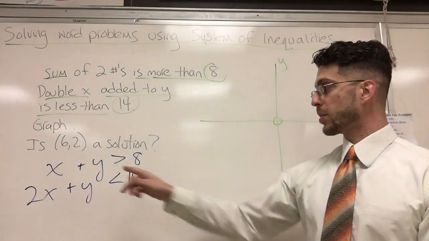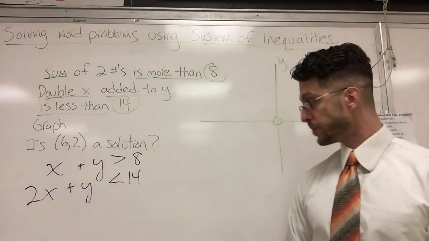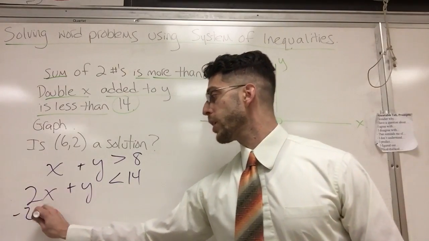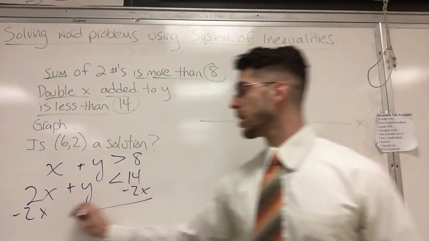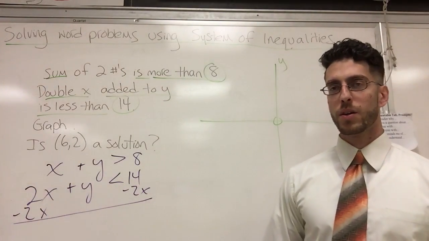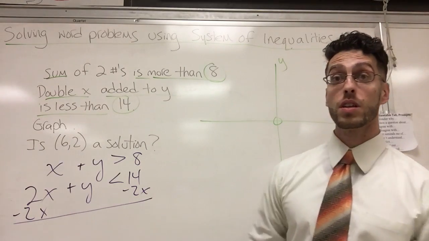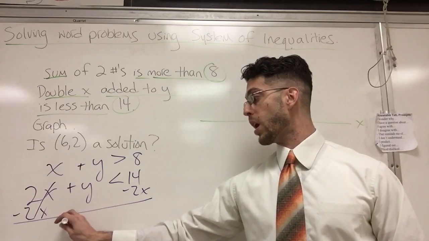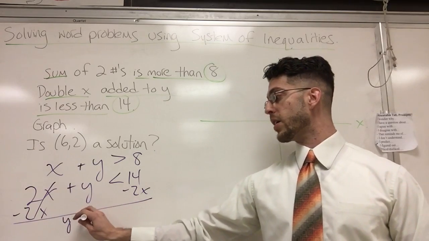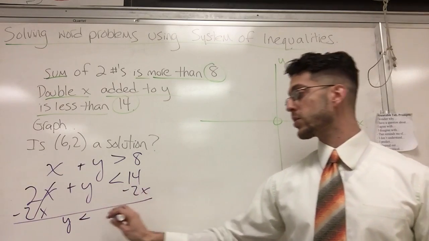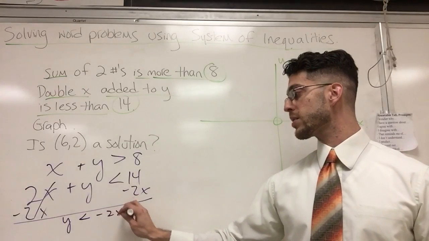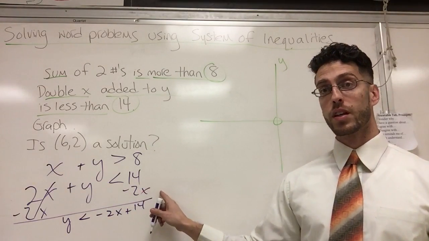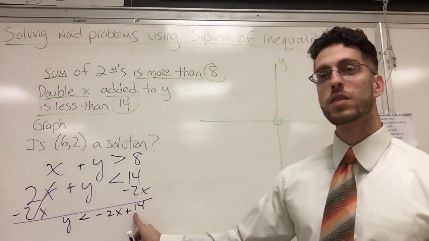So let's see here. I'm going to do the second one. I need to get y alone, so I'm going to subtract 2x on both sides, and hopefully you can see this. I'm going to write a little smaller. This cancels, y drops down, and it's less than 14 minus 2x, also known as negative 2x plus 14. The 14 is positive, the 2x is negative.